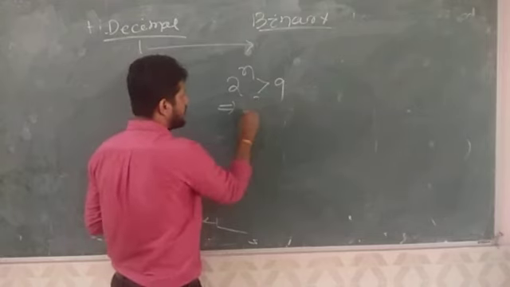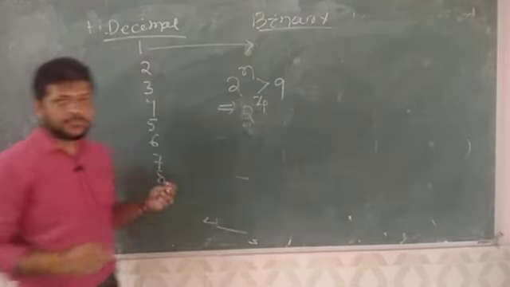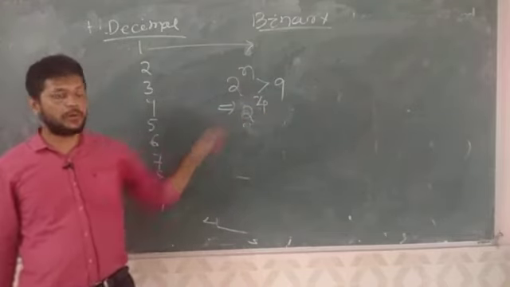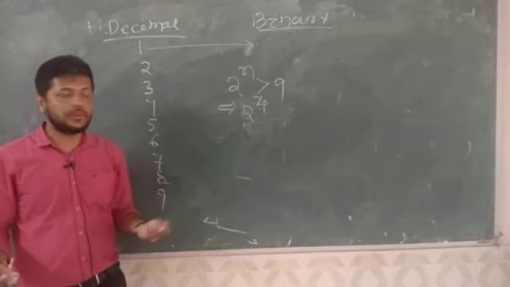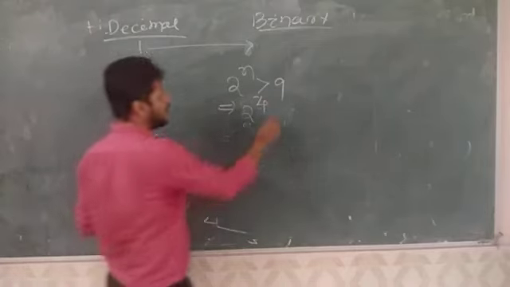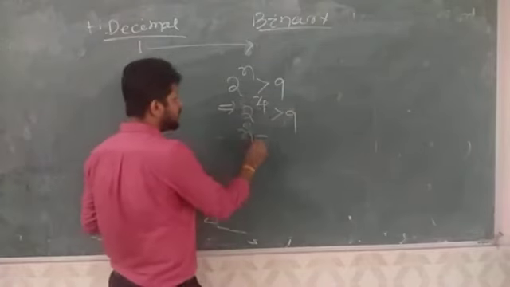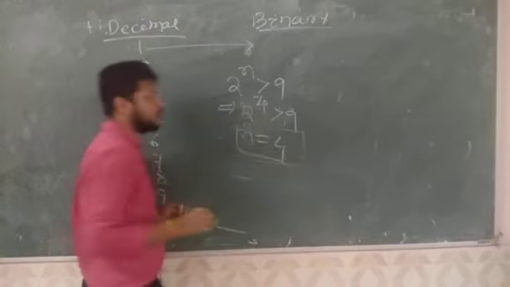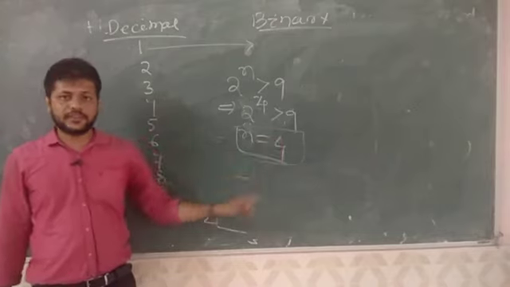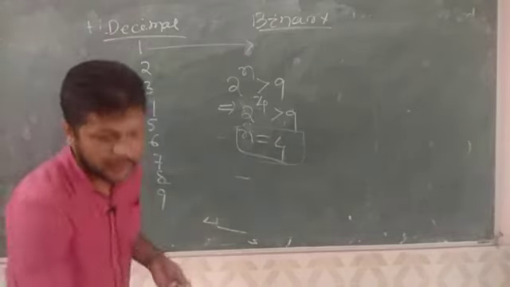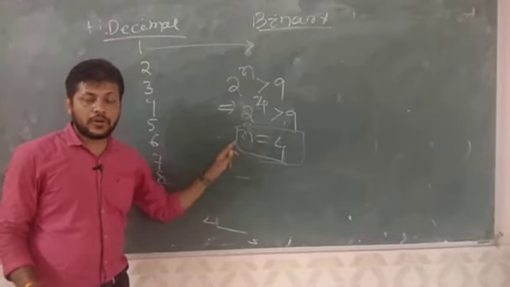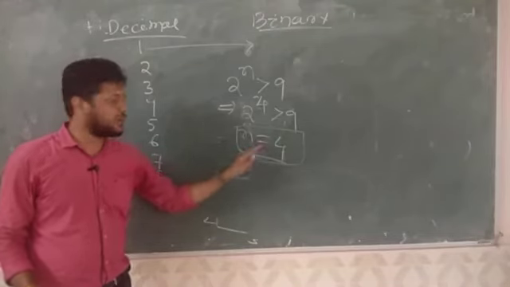So what do I put? 2 to the power 4, the minimum number of bits which satisfies this condition. You can say, sir, 2 to the power 5 also works, but I want the minimum number of bits to represent all these data. So 2 to the power 4 is greater than 9. So n is equal to 4. Accordingly, I can write each number using 4 bits. Here I know that the number of bits required is 4, so now I am going to represent all the numbers using 4 bits.